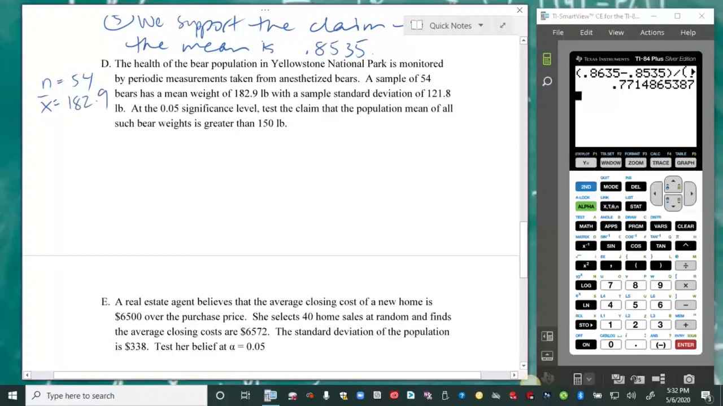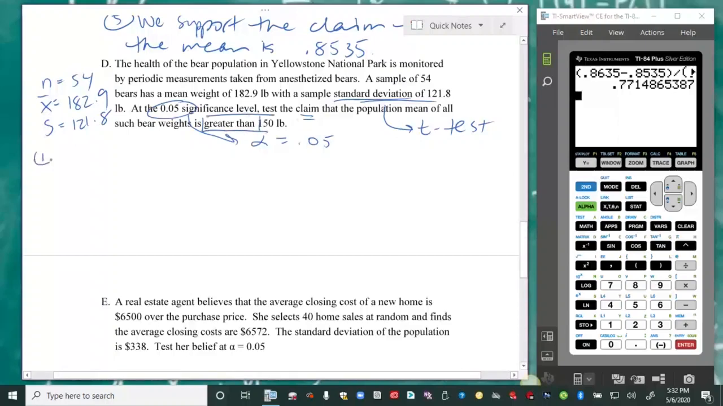And a sample standard deviation. So this sample standard deviation tells me I need to use t-scores or a t-test. So a sample standard deviation, that's a big standard deviation, 121.8. At the 0.05 significance level, so alpha is equal to 0.05, that's the area in my tails or my significance regions. Test the claim, so here's my claim that the population mean of all such bears is greater than 150 pounds. Greater than, that sounds like a math symbol.